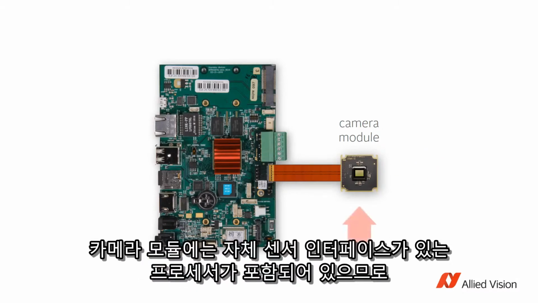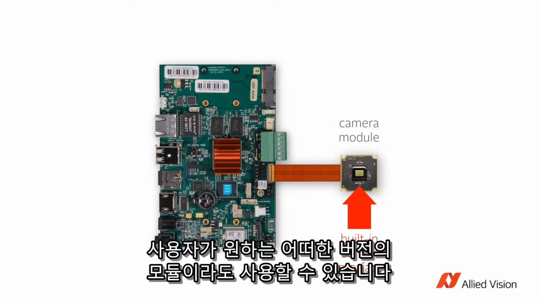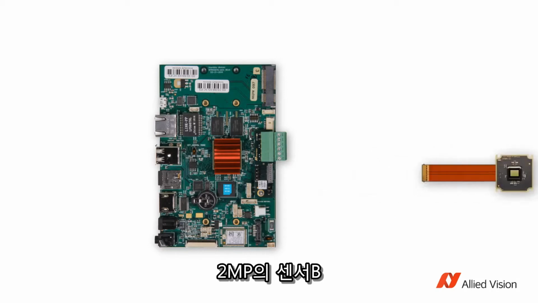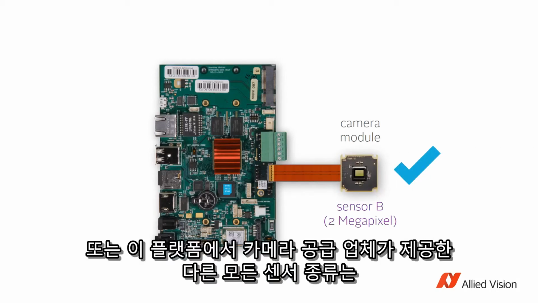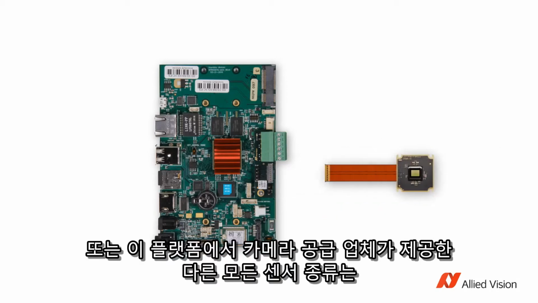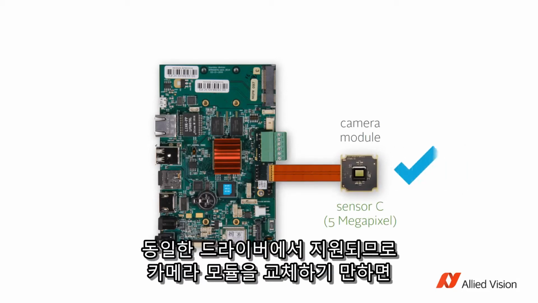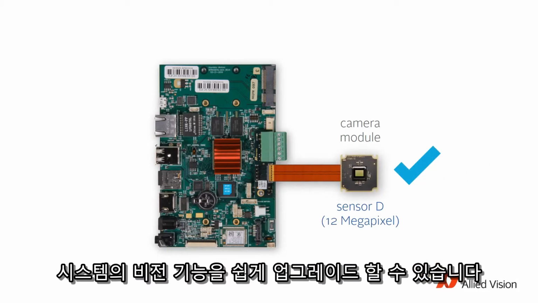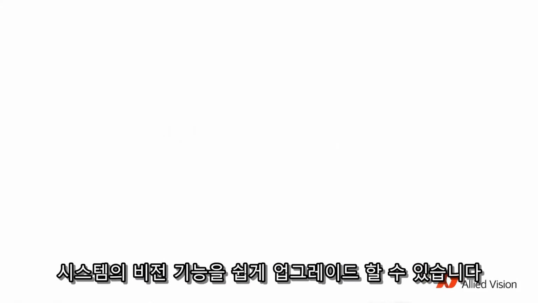Because the camera module includes a processor with its own sensor interface, you can use any version of this module with whatever sensor you want. For example, sensor A with 1 megapixel, sensor B with 2 megapixel, or whatever other sensor offered by the camera vendor on this platform. All sensor variants are supported by the same driver, and you can easily upgrade your system's vision capabilities just by replacing the camera module.